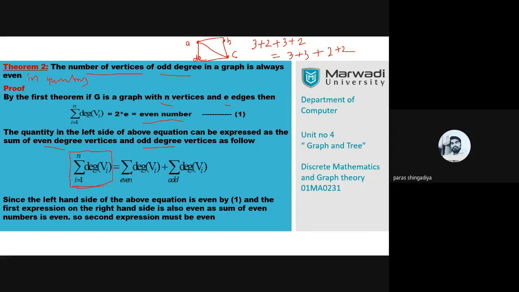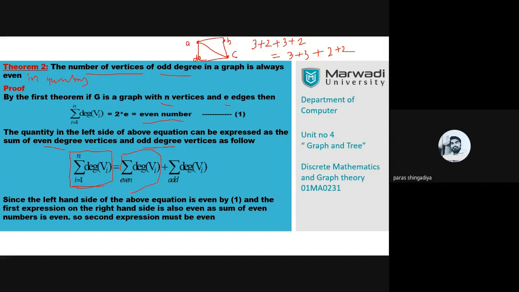So what does it mean? Addition of even numbers is also an even number. Clear. It means, for example, 2 plus 2: two vertices are involved whose degree is even. So what will the addition of 2 plus 2 be? It is 4, and 4 is also an even number. It means for such vertices whose degree is even, when we take the sum, the sum also becomes an even number. That second box is also an even number.